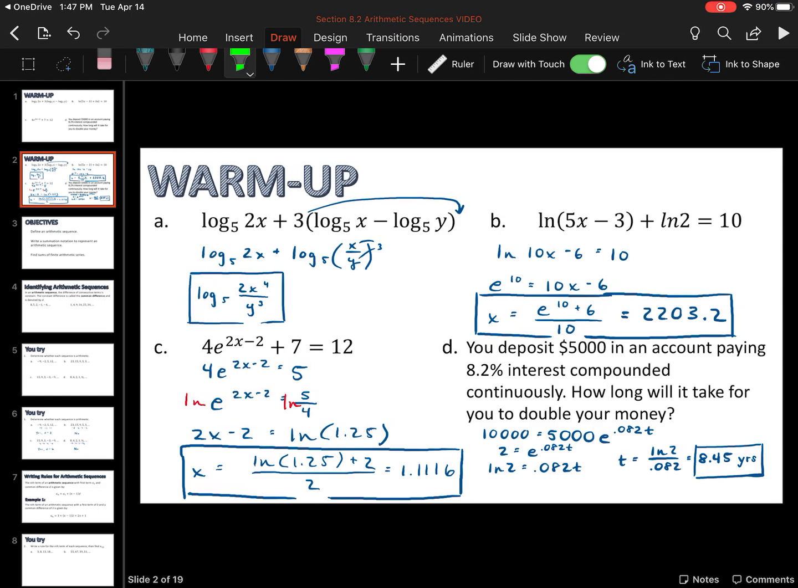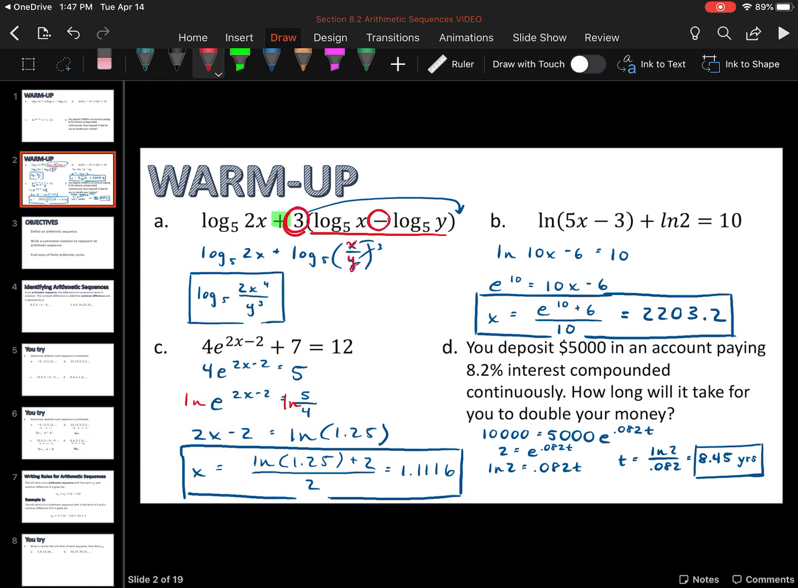For the first one, if you got all 4 of these correct, you can pause and skip over this. If not, for the first one, you should be thinking of condensing this log. So there's a plus right there, which means that when we condense it, we're going to be multiplying different things. I would work in the parentheses first because this is log base 5 of x minus log base 5 of y. We divide because of that minus, so it's x over y.